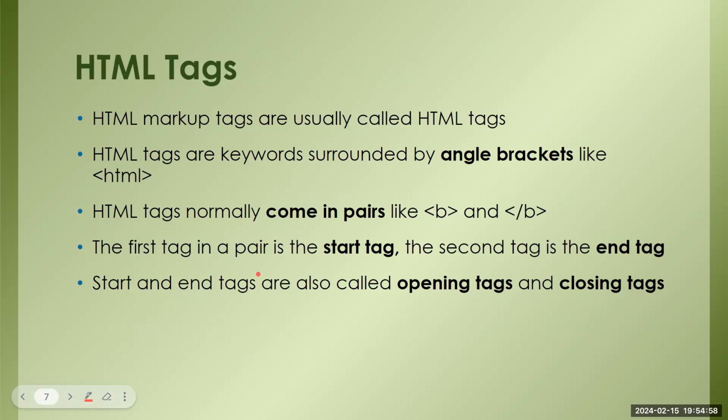Whatever I told you now, it's there. Here, tags start with keywords surrounded by angle brackets, starting like this. They normally come in pairs: starting bold tag, ending bold tag. The first tag in a pair is the start tag, and the last one is the end tag. If you are using some other tag, you have to consider that one. Or we can also call them the opening tag and the closing tag. Whichever way, start tag and end tag, or opening tag and closing tag.